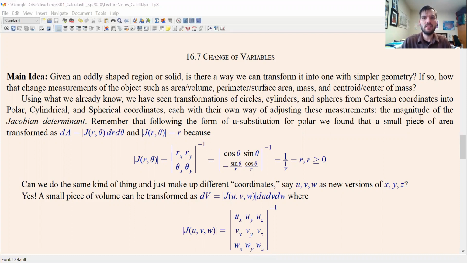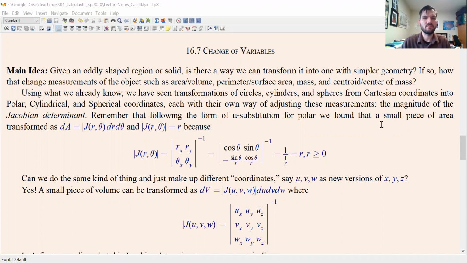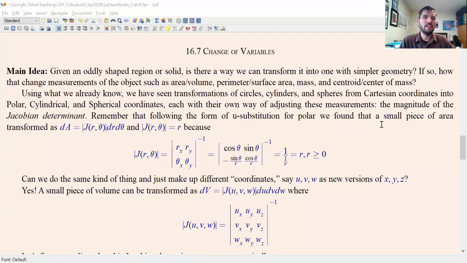So let me dive down a little bit here. Our goal overall is to be able to convert an oddly shaped solid or region into something that's simpler geometrically. You can imagine it as if we have this blob in Play-Doh, some oddly shaped solid, and we want to deform it somehow, continuously deform it in a way that returns it down to a nice, simple shape.